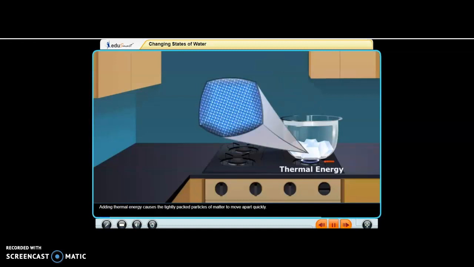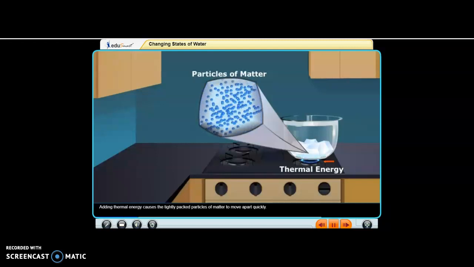Adding thermal energy causes the tightly packed particles of matter to move apart quickly.